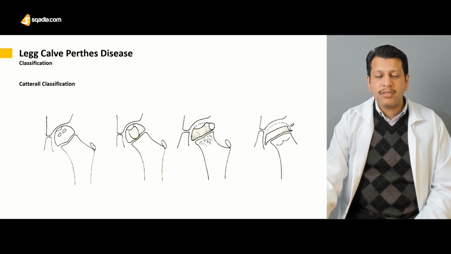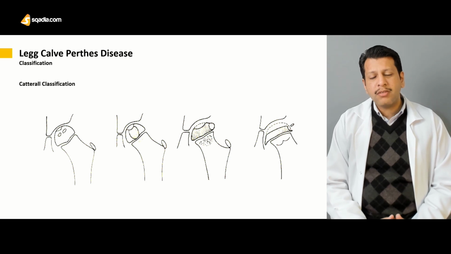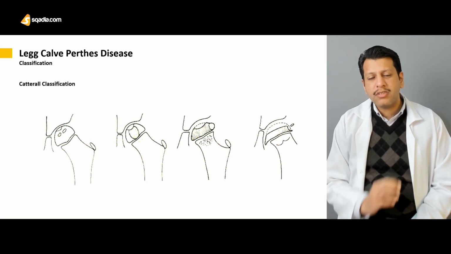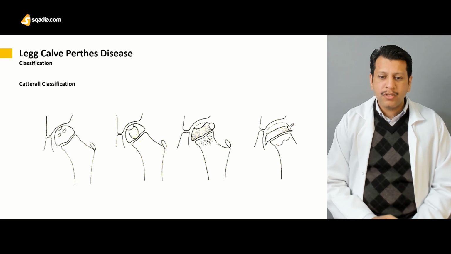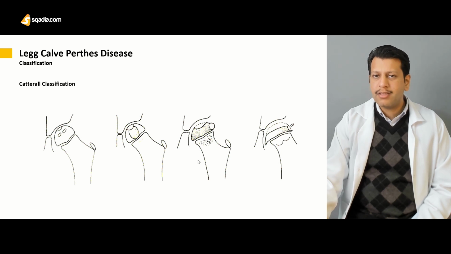Usually the Catterall classification is important because the higher the Catterall grade, the more severe the problem is. So Catterall 1 and 2 are the mild problems, but there are more complicated or severe problems in Catterall 3 and 4.